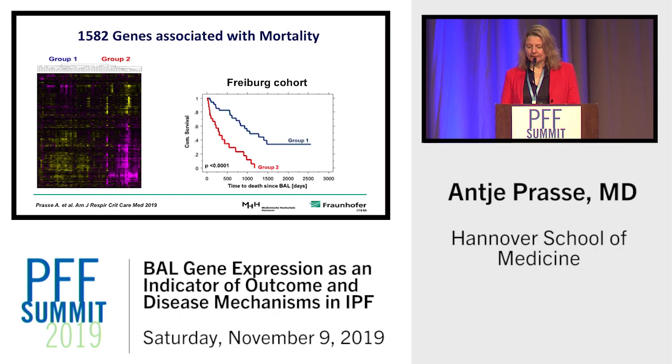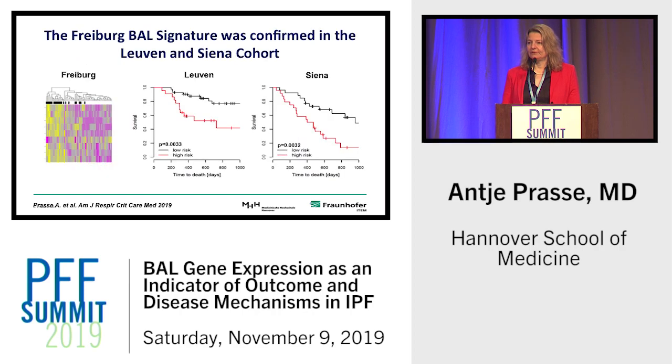And we confirmed the signature. Our statistician built up a score, and he came up with a 9-gene signature out of these 1,582 genes or transcripts. By using this 9-transcript signature, he could confirm in the other 2 cohorts, the Leuven and the Siena cohort, that this signature is performing very well and is predicting mortality in IPF patients.